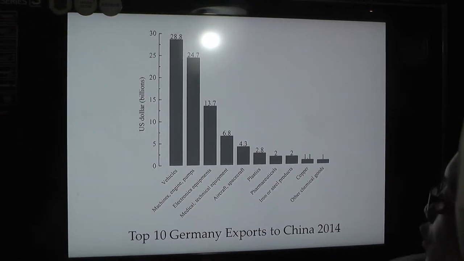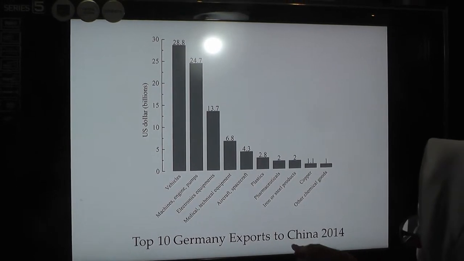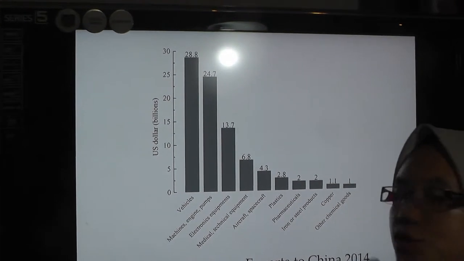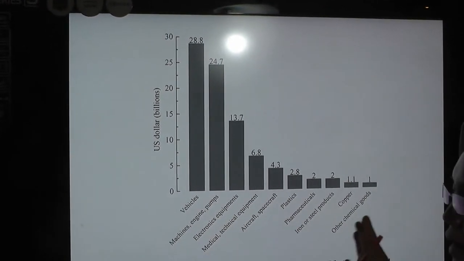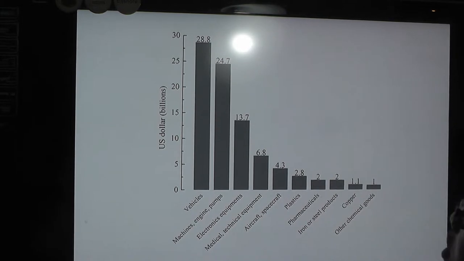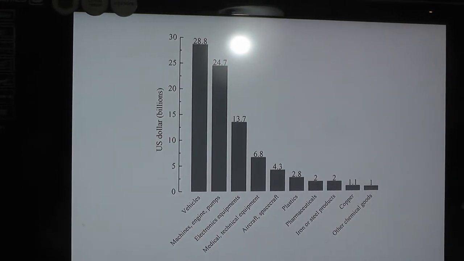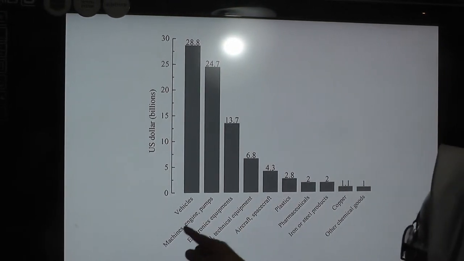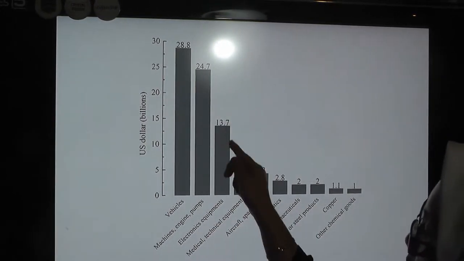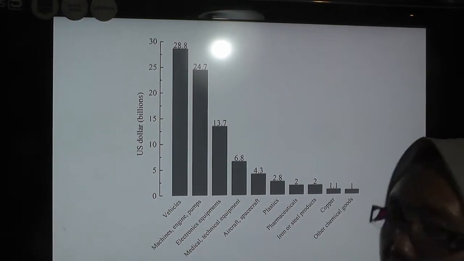This is the graph for the top 10 German exports to China in 2014. Again, I would like to stress that among these top 10 exports to China, number one is vehicles with $28.8 billion. Machines, electronics, there is a significant difference here between machines and electronics.